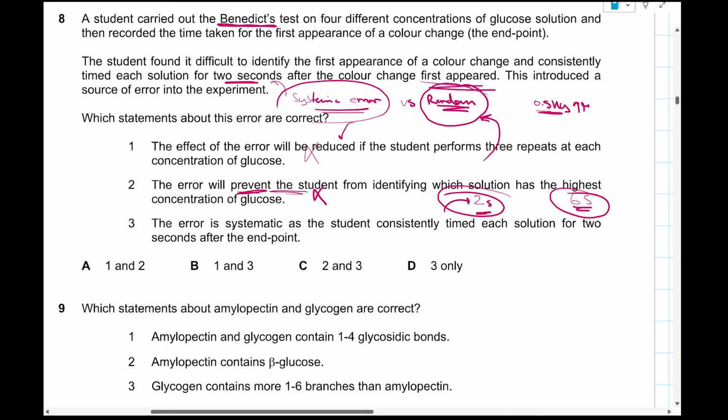3. The error is systematic, as the student consistently timed each solution for 2 seconds after the endpoint. This is what we just mentioned. Therefore, only 3 is correct. Therefore, the answer is going to be D.